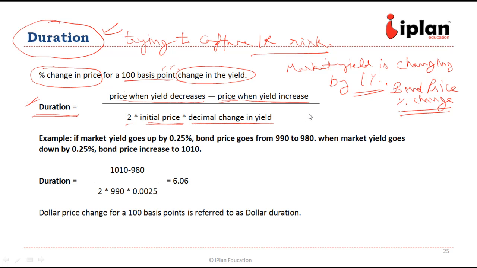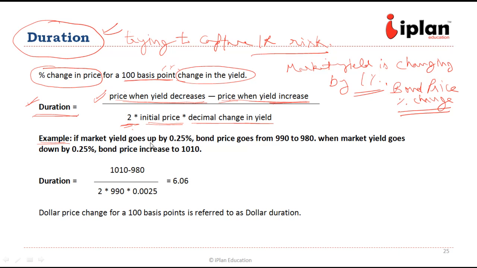Since we know that the response on increasing and decreasing the yield may not be the same, in this formula we are trying to capture both decrease and increase in yield, so that the impact on the price due to both changes comes into the picture while calculating duration, and that is why we are dividing by 2. So let us take an example.